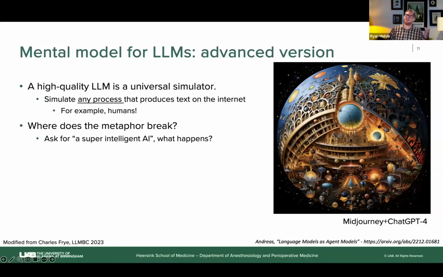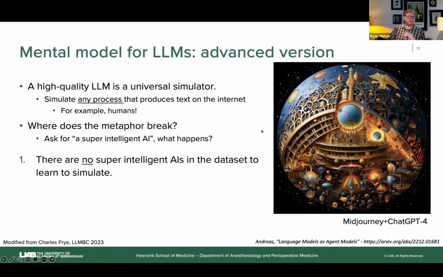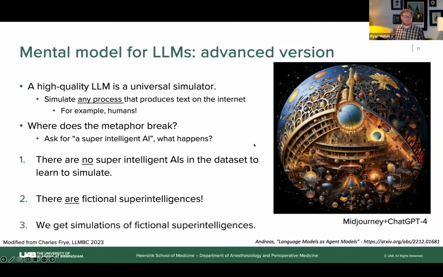You might ask, well, where does that metaphor break? Is it truly a universal simulator? Are there things it can't simulate? So if I ask it to simulate being a super intelligent AI, let's play out this thought experiment. What happens? Well, 1, there are no super intelligent AIs, as far as I know, producing text on the internet. And so it has nothing to learn how to simulate that from. However, there are fictional super intelligences that have been written about out on the internet. And so what we get is simulations of fictional superintelligences.